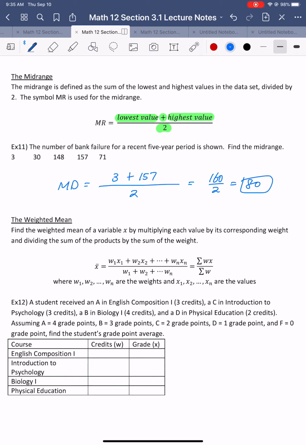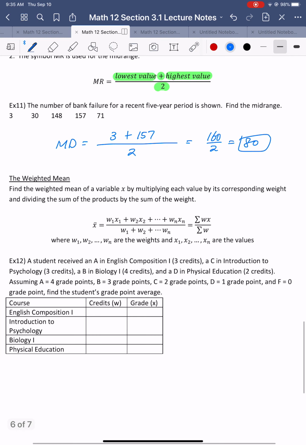So mid-range is another way to find the measure of central tendency. In order to find the central tendency, we have the mean, the median, the mode, and the mid-range. Okay, so there are 4 different ways you can find it, but we don't use mid-range often though.